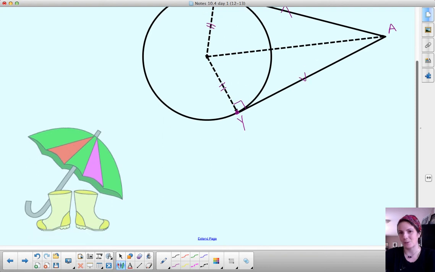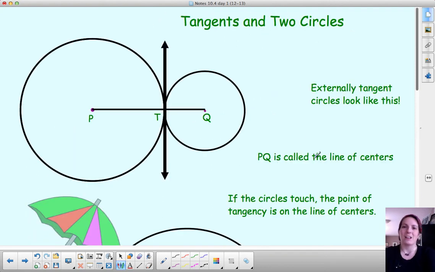All right, let's go to the next one. More vocabulary. Tangents in two circles. So think about two circles and how they could be related to one another. The first is that those two circles could be externally tangent. Externally tangent circles are arranged like this. They have a common point, right? That's one point of tangency. That's the place where they touch.